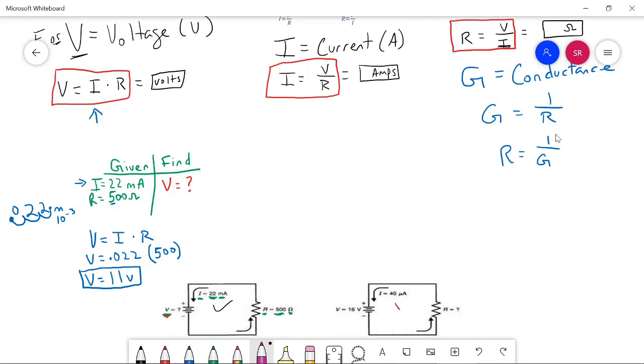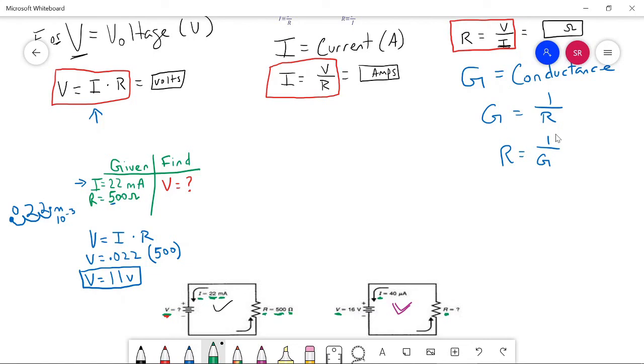Alright, now let's try to solve this problem right here, this bad boy. What's my first step? Let's identify all the pieces that are given and that we have to find. So my voltage is given here. All right, what's my voltage? 16 volts. My current is given here. What's my current? 40 microamps. Resistance is a question mark next to the resistance, meaning we gotta find the resistance.